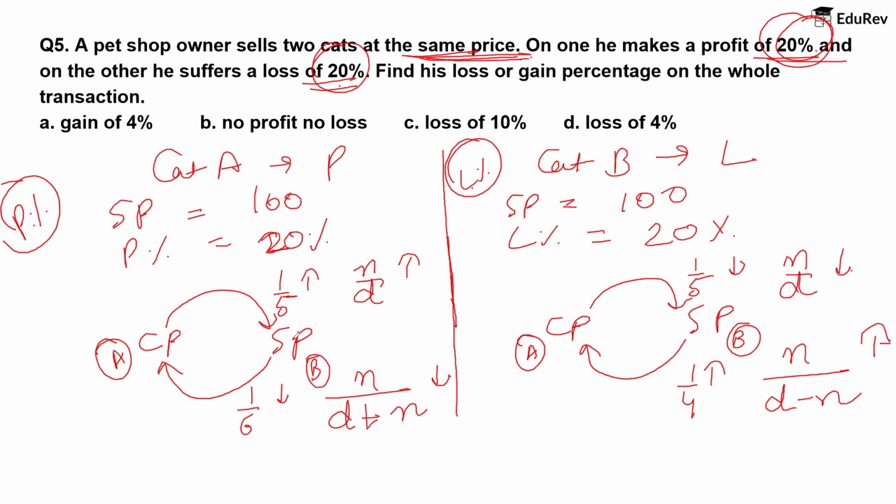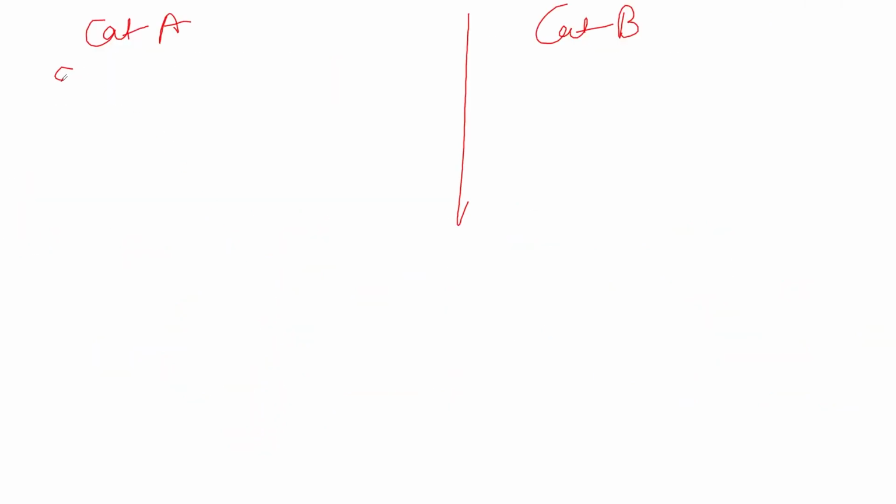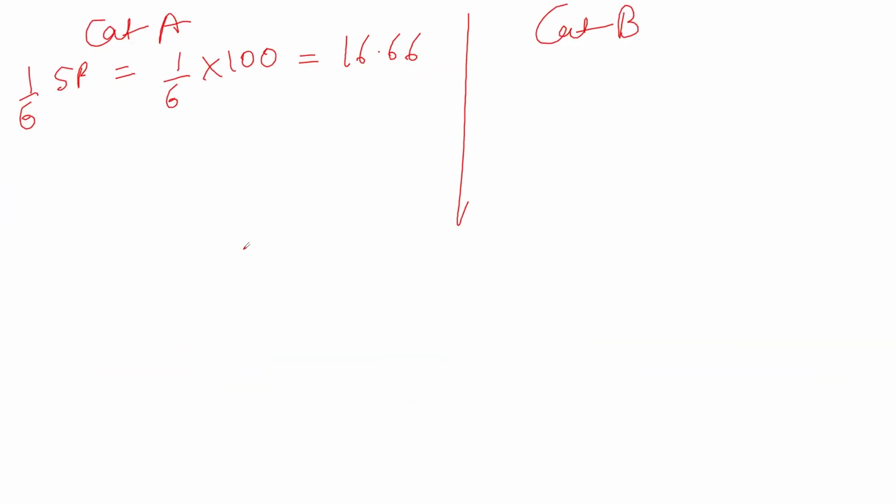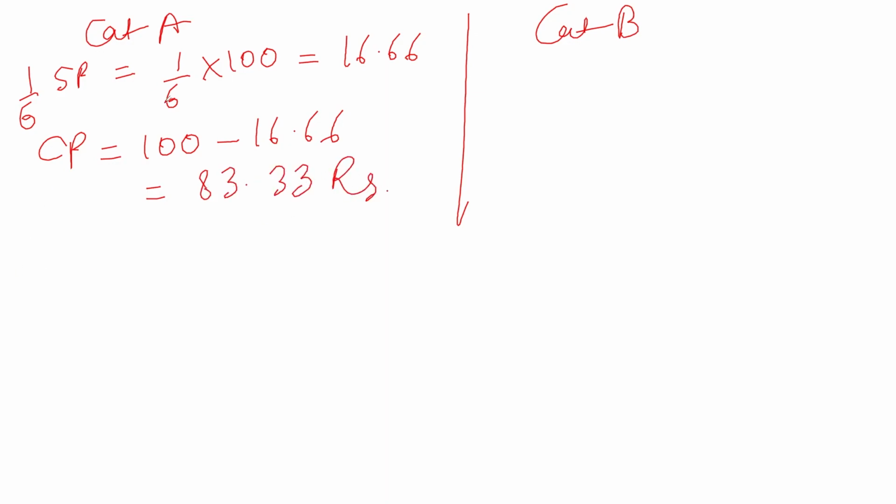So for CAT A and CAT B, let's look at CAT A first. While going from SP to CP, there has to be a decrease of 1 by 6, so 1 by 6 of SP. So 1/6 of SP is nothing but 1 by 6 of 100, that is 16.66 rupees. So this is the decrease while going from SP to CP. So what will be the final CP? That will be 100 minus 16.66, that will be 83.33 rupees. So this is the CP for CAT A.